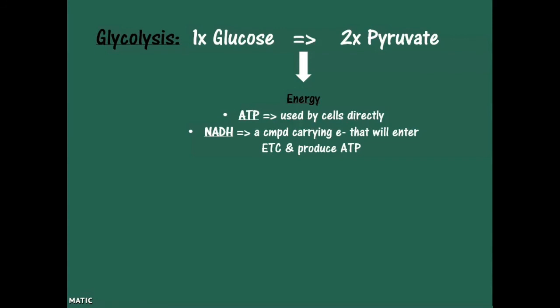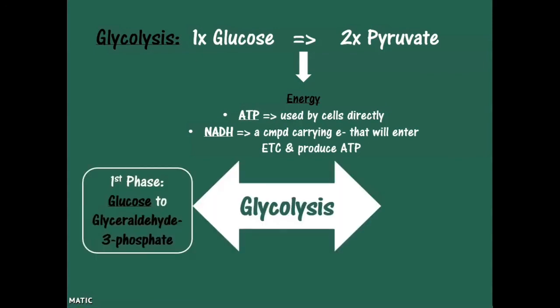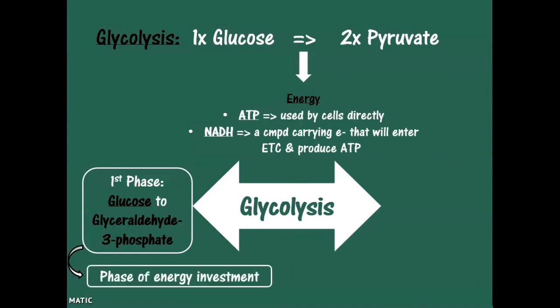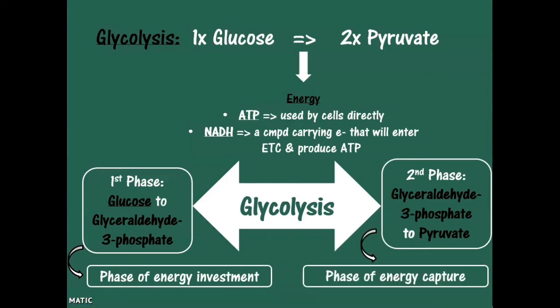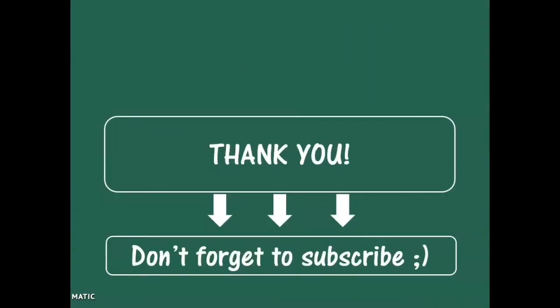Here also we are summing up the phases of glycolysis, where the first phase represents the conversion of glucose into glyceraldehyde 3-phosphate by the use of energy, which means it is the phase of energy investment, and phase 2 is the conversion of glyceraldehyde 3-phosphate into pyruvate by capturing energy, where from the conversion of these two compounds, energy was produced, thus naming it the phase of energy capture. By this, we will end the topic. Hope I made it clear for you.